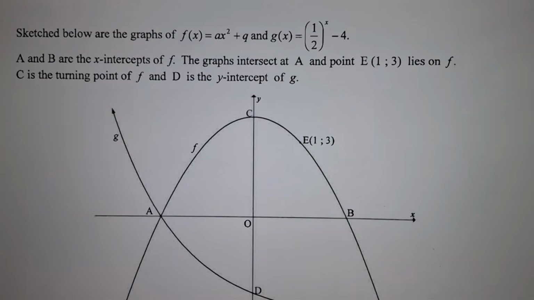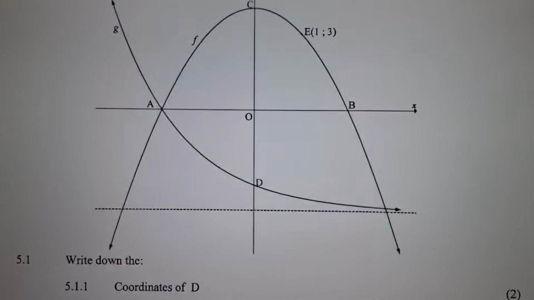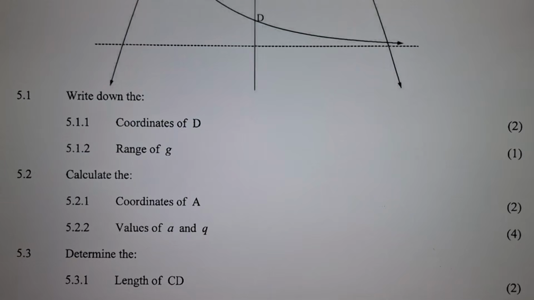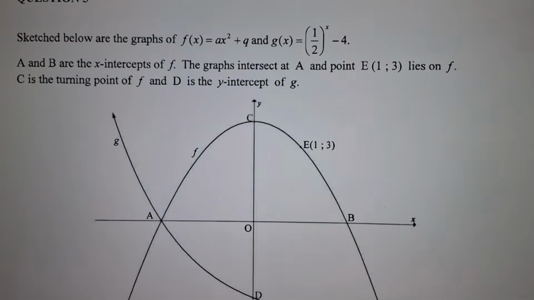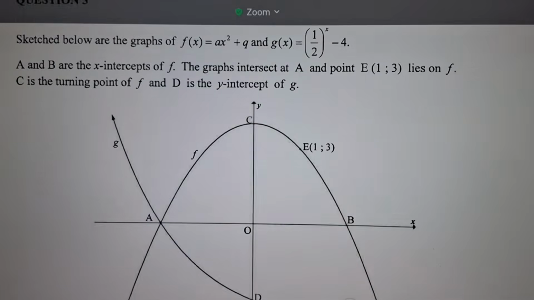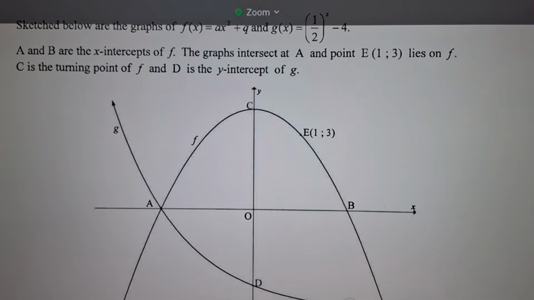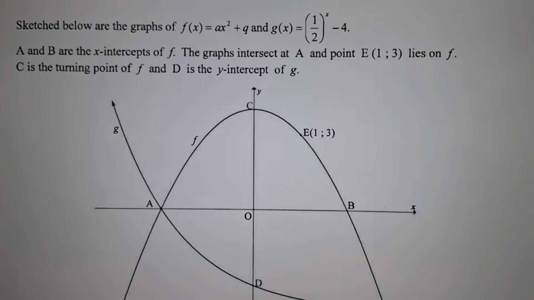Then they told us in the statement that A and B are the x-intercepts of F. So A is an x-intercept, meaning y is equal to 0 at that point. Okay. So let's write it like this. If we're going to calculate the coordinates of A, we're also going to use the graph G, because graph G also passes through point A. So we're going to use that same equation here, G(x) equals half, then x minus 4.